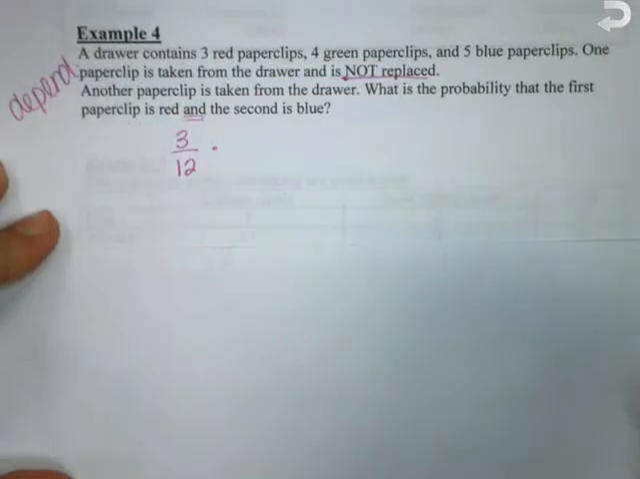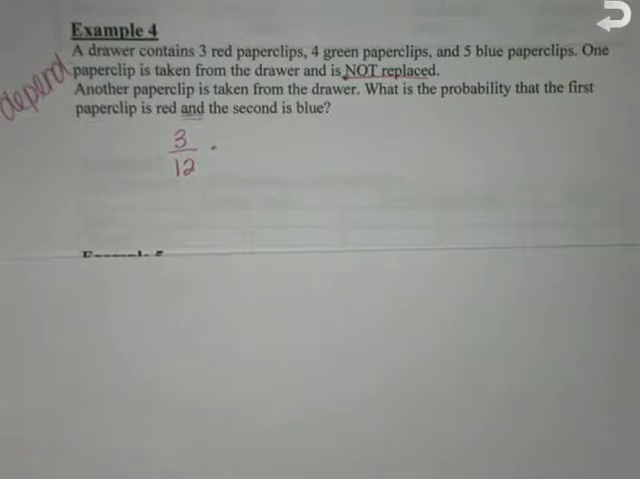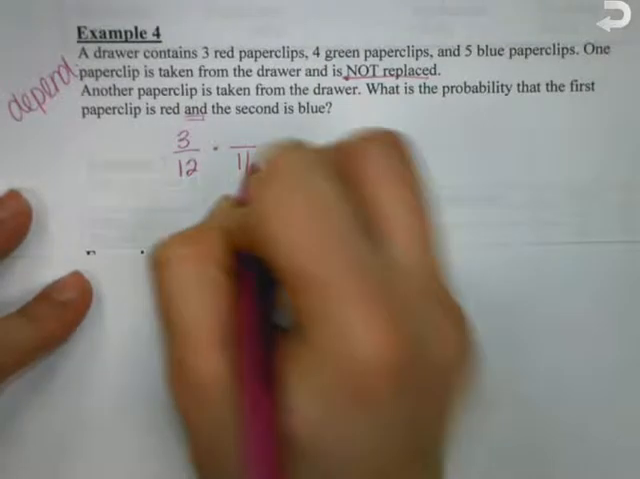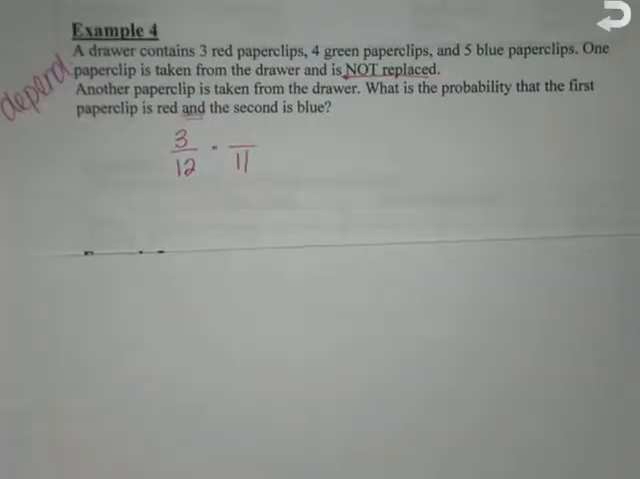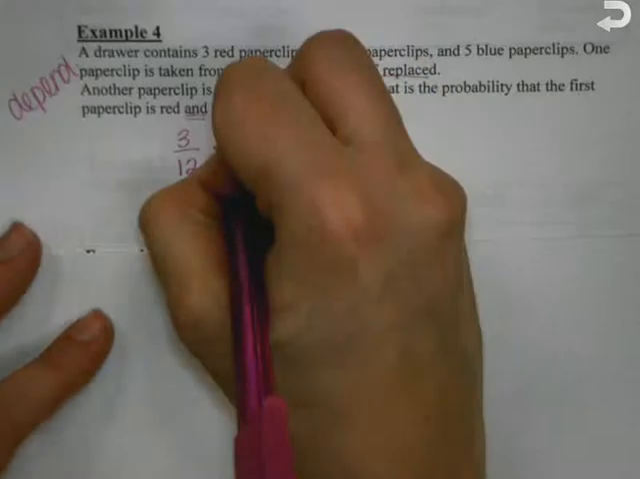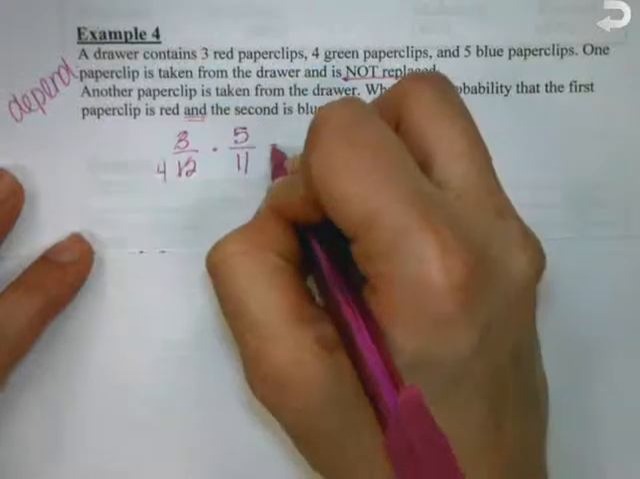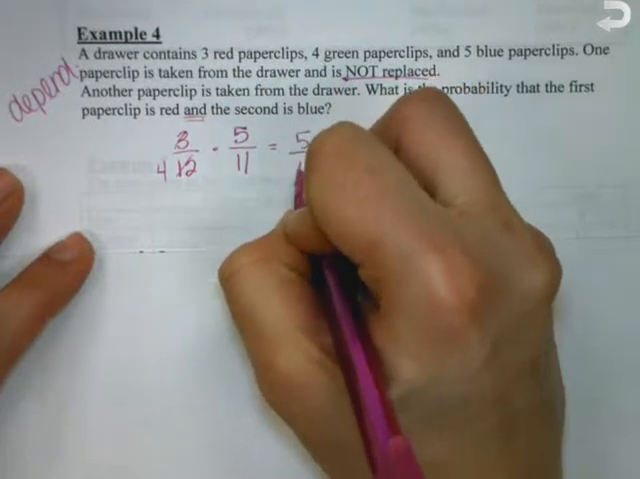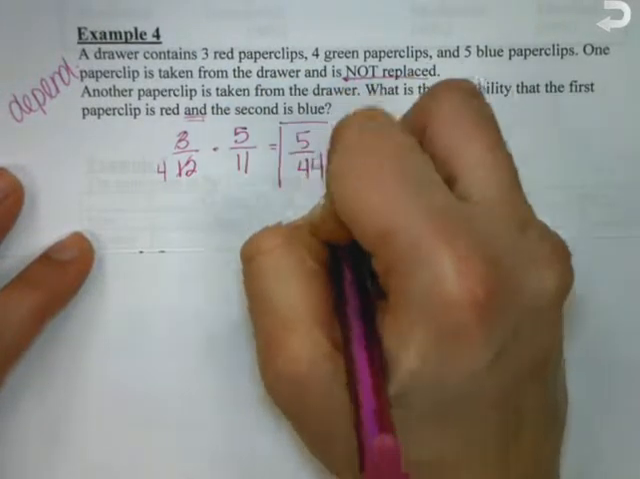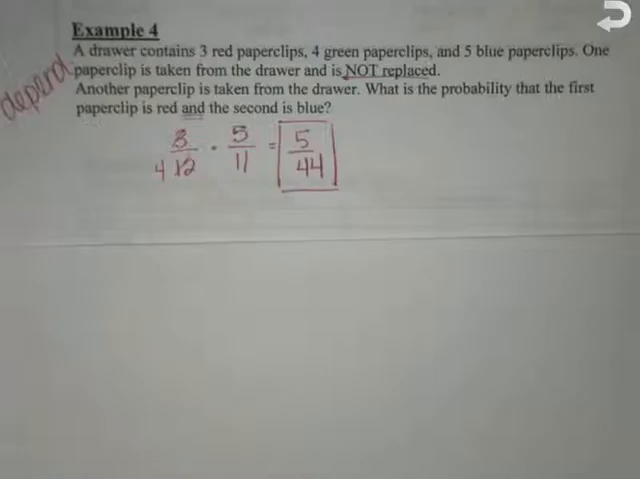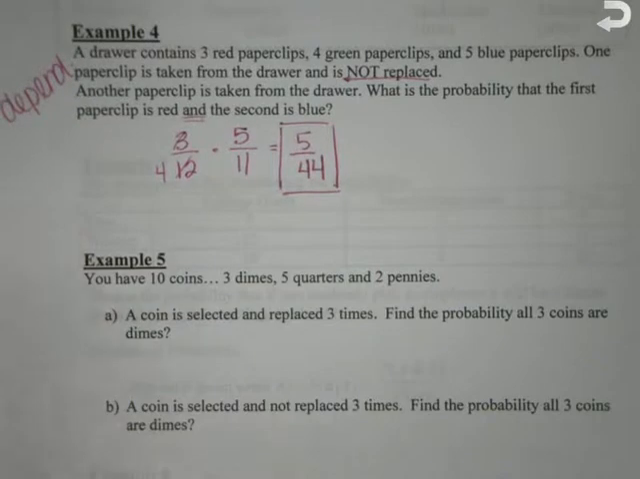Now, I kept that red paper clip. So how many total paper clips do I have? 11. How many blue ones do I have? 5. Still 5. So we have 3 over 12 times 5 over 11. 3 goes into 12 4 times, so that gives me 5 over 44. See the difference? Yeah? Okay. It is still awkward numbers. You're not going to get away from that in this unit, unfortunately.